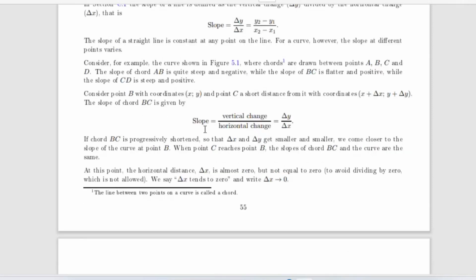So slope is vertical change, oh yeah, this is what I was about to say. Some used to say run on the vertical, on the y, and then on the horizontal, others used to say walk. So slope is vertical change over horizontal change.